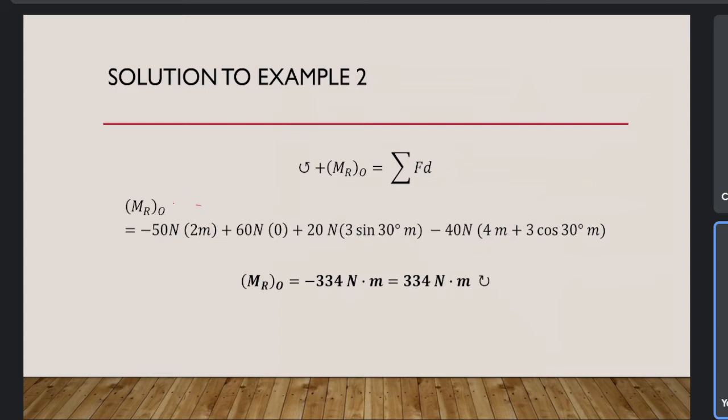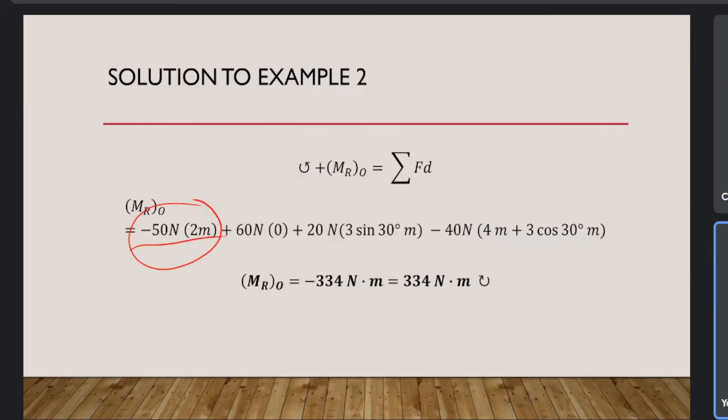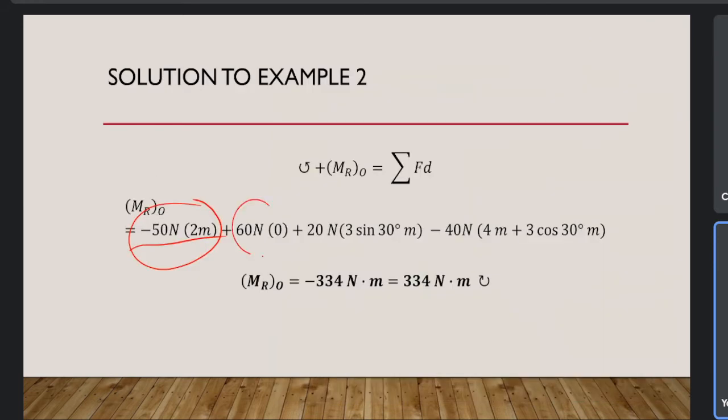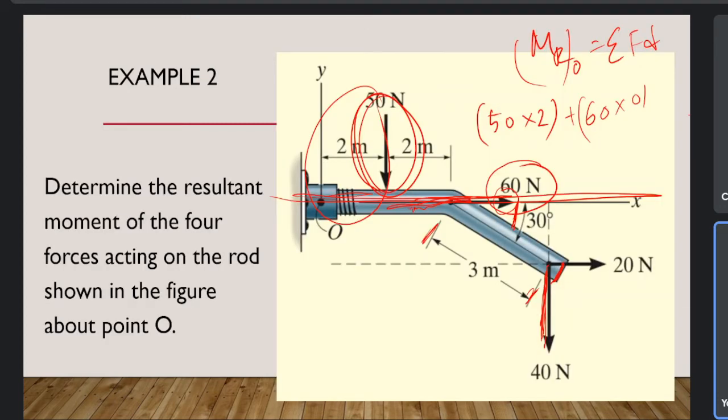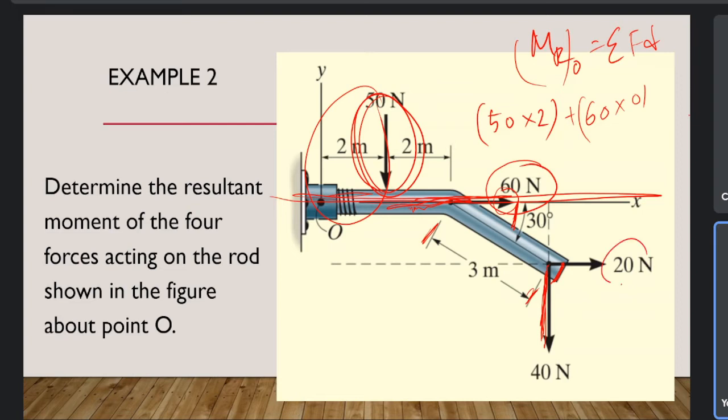As I mentioned, minus 50 Newton counterclockwise, so it's minus 50 Newton times 2, correct. Another is 60 times 0 because it's along the line of axis, so 60 times 0 Newton, and it doesn't matter the sign since it's a 0. The next is 20 Newton times 3 sine 30. 20 Newton is applied here.